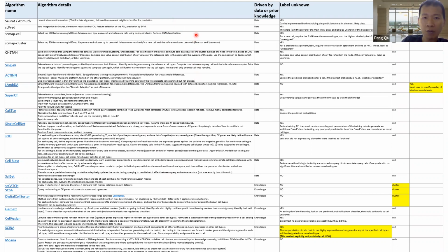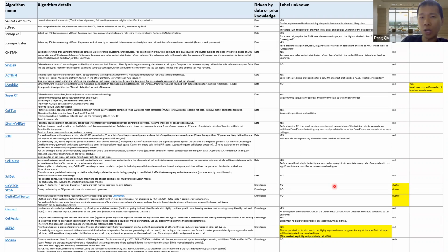After going through all these existing algorithms, one thing we notice is that a good number of them are data-driven. They belong to the second type I just mentioned, learning from a reference data set to predict a new data set. But there does exist a few algorithms that are knowledge-driven. These algorithms use known cell type specific marker genes to form some kind of database or decision tree to make automated cell type annotation for new data sets.